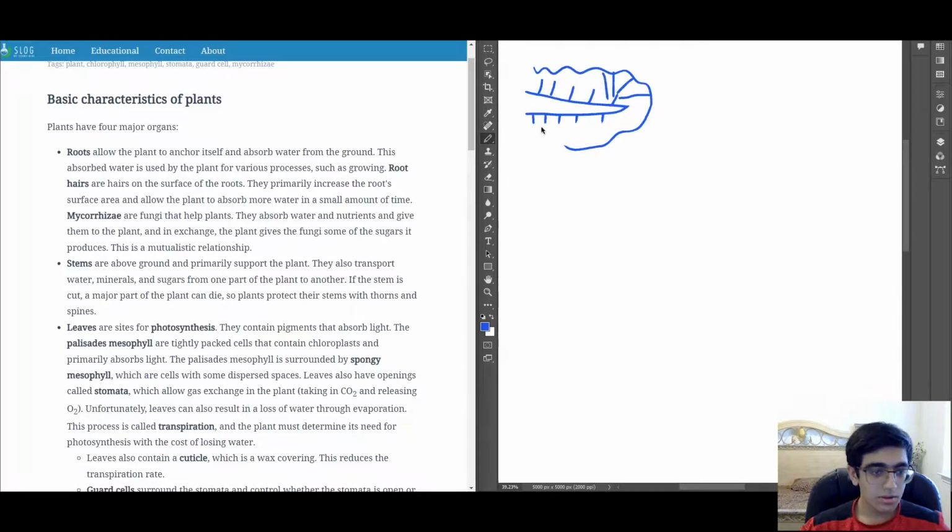Mycorrhizae are fungi that help plants. They can absorb water and nutrients and give them to the plant, and in exchange, the fungi would give some of the sugars it produces. So basically, there's a mutualistic relationship. That means that both organisms in a mutualistic relationship are benefiting off of each other.